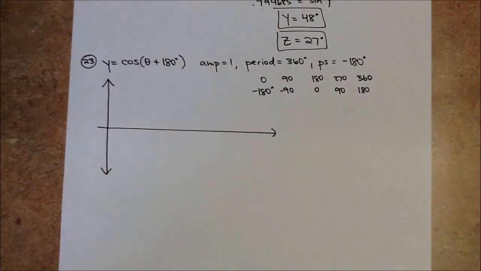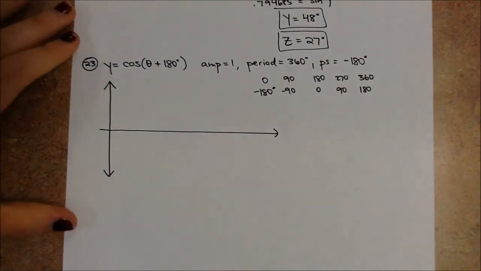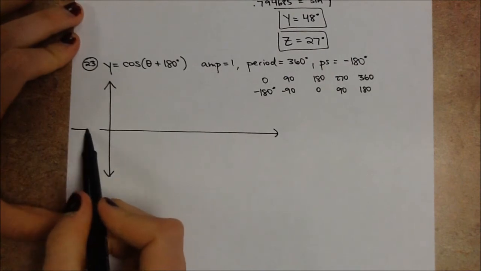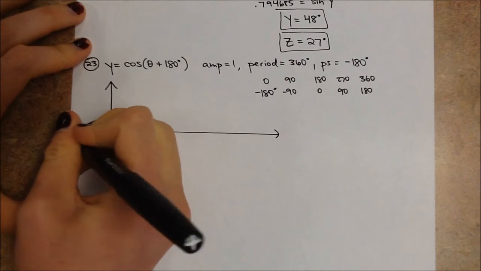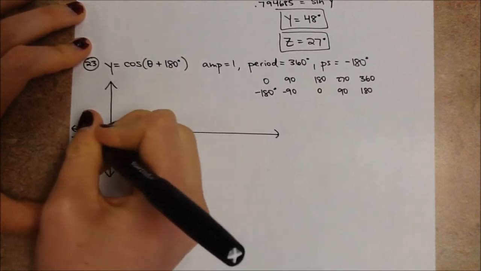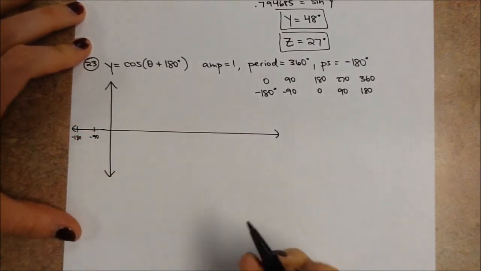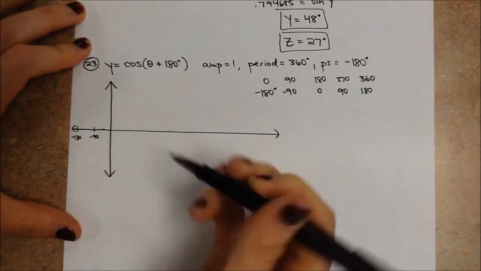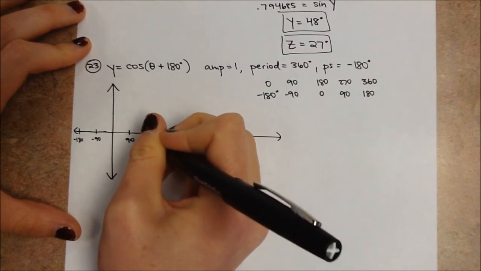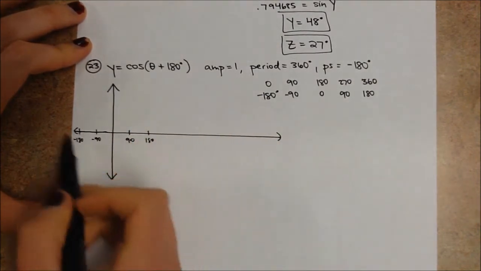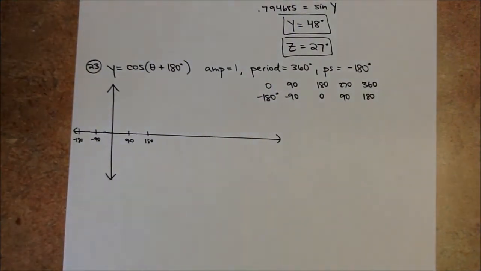Okay, so I am going to use, or I guess I probably should have, let's squeeze some more in here because I have to go all the way to negative 180. So let's call that negative 180, negative 90, and this would be 0, of course, and then that's 90, and then that'll be 180. So really didn't need all this, probably should have used more room over here, sorry.